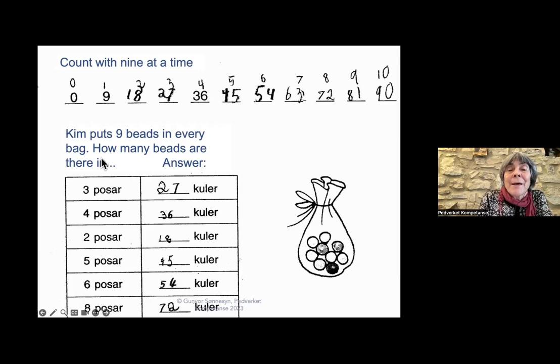And then she read the task here. And she was thinking for a couple of seconds. And she very quickly wrote the numbers over here. And she looked here and she wrote these numbers directly.